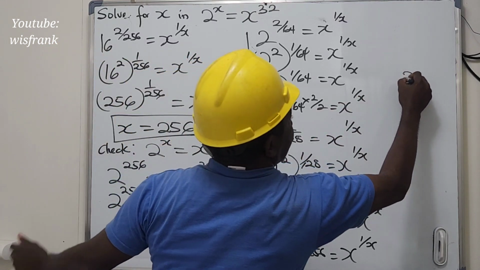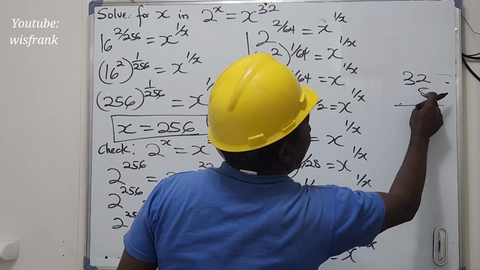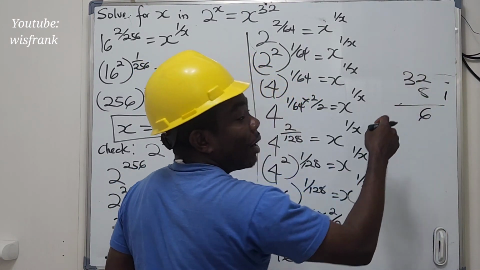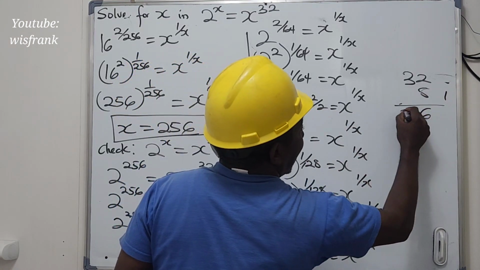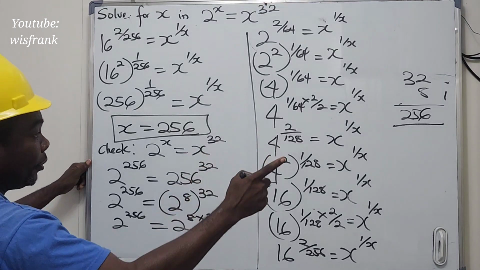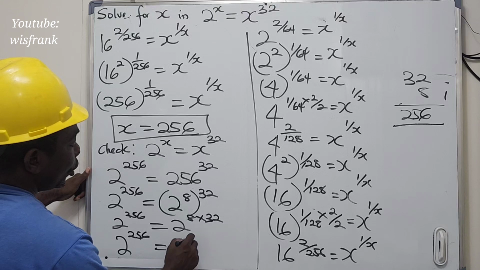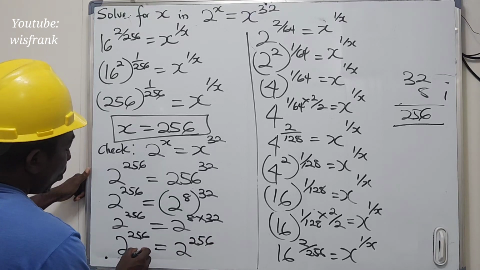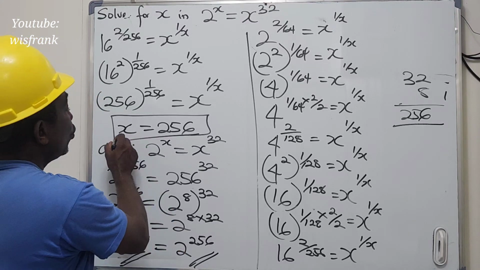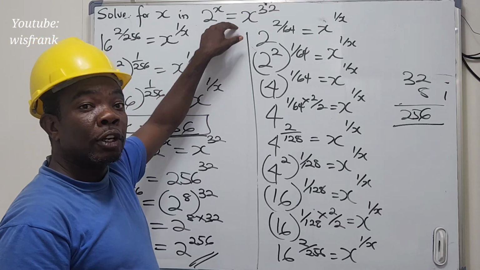Let's see, 32 times 8. We have 8 times 2, we have 16. We write 6 here, carry 1. 8 times 3, we have 24. 24 plus 1, we have 25. Therefore, 32 times 8 will give us 256. So 2 to the power of 256 equals 2 to the power of 256. What we have on the left hand side is what we have on the right hand side. Therefore, x equals 256 satisfies this equation, 2 to the power of x equals x to the power of 32.